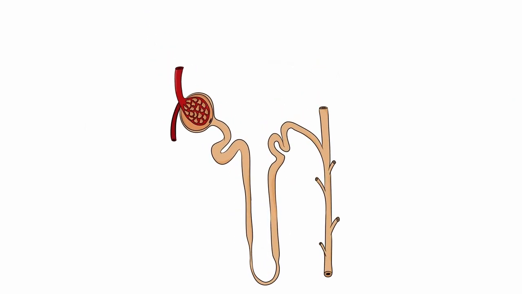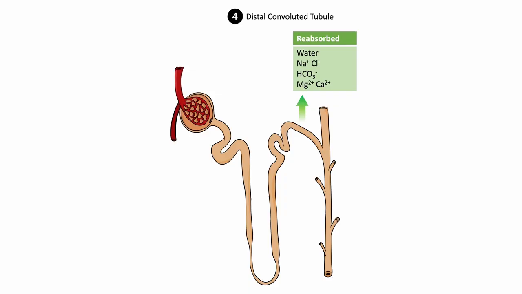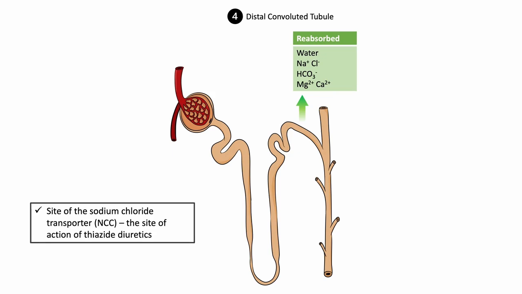The distal convoluted tubule, situated between the thick ascending limb and connecting tubule and the collecting duct, participates in fine-tuning of the filtrate. The DCT plays an important role in the reabsorption of sodium and chloride, bicarbonate, magnesium, and calcium. It is the site of the sodium chloride cotransporter, also known as the NCC, which is the site of action of thiazide and thiazide-like diuretics.